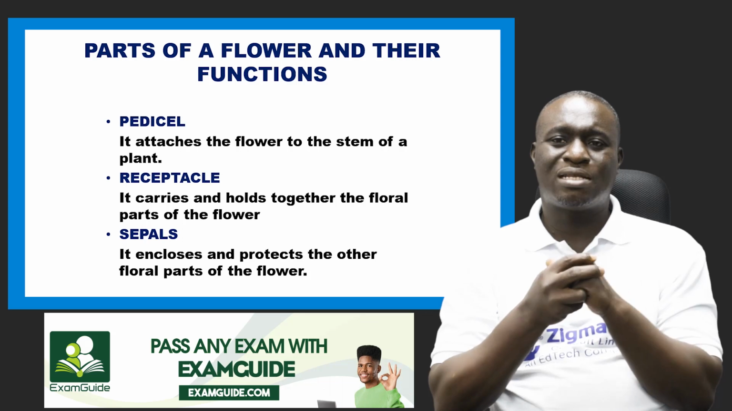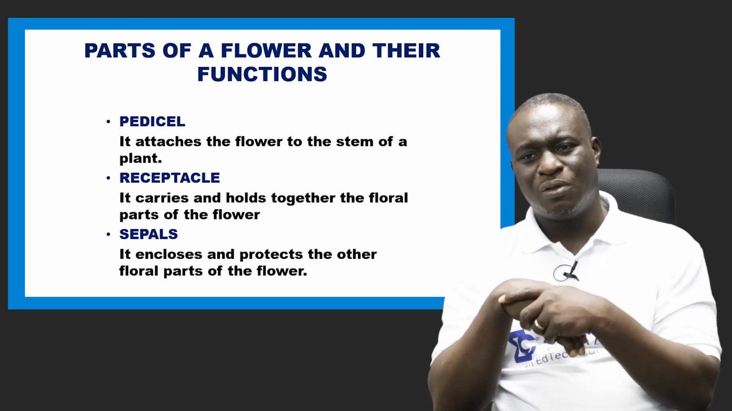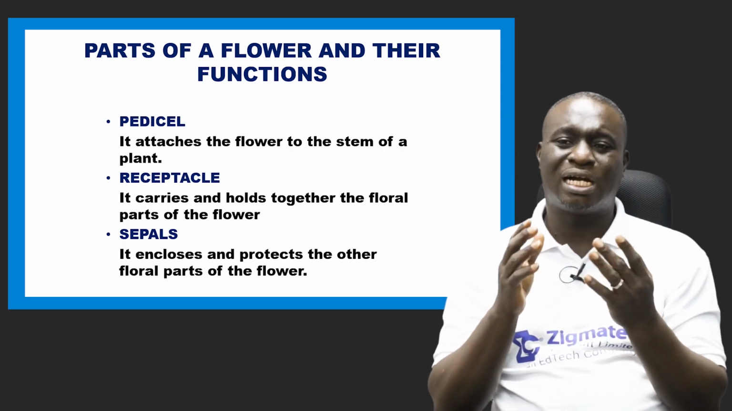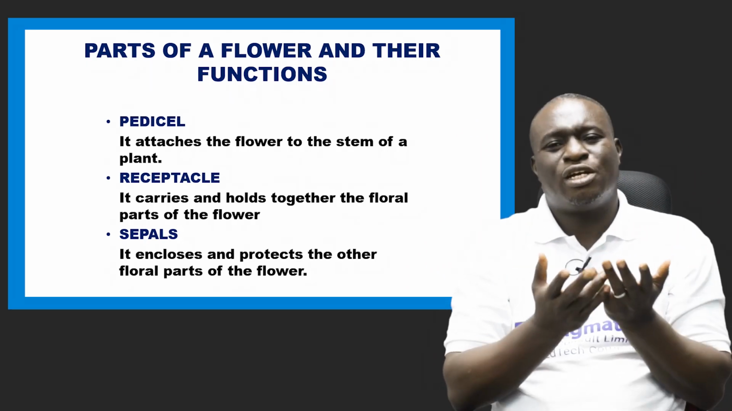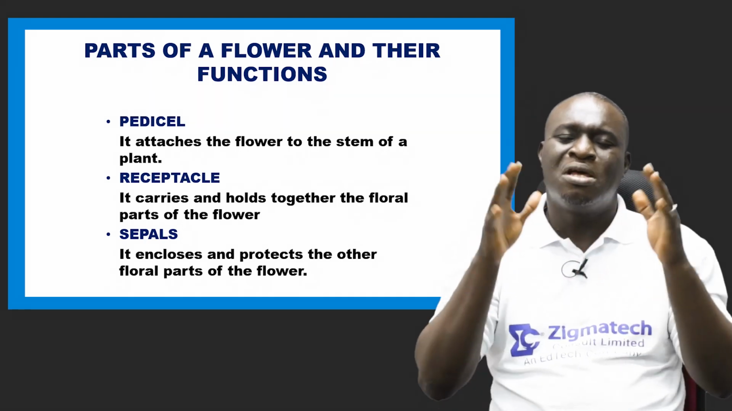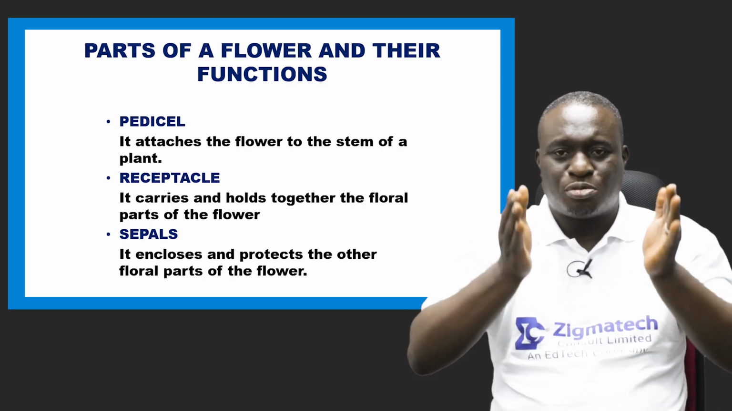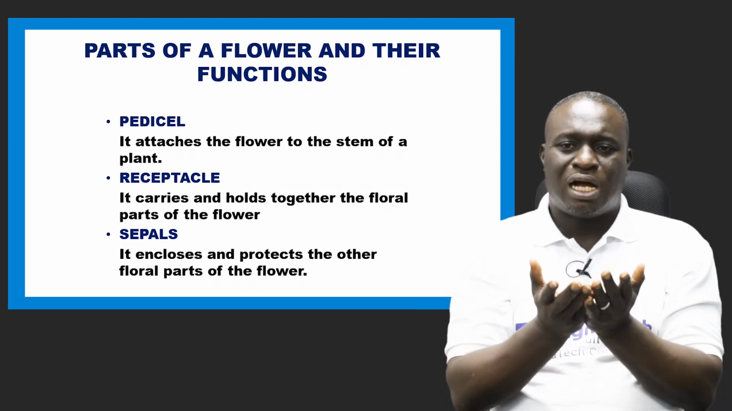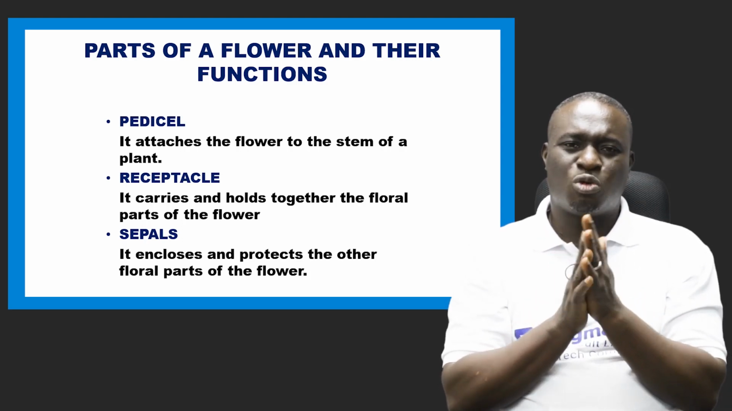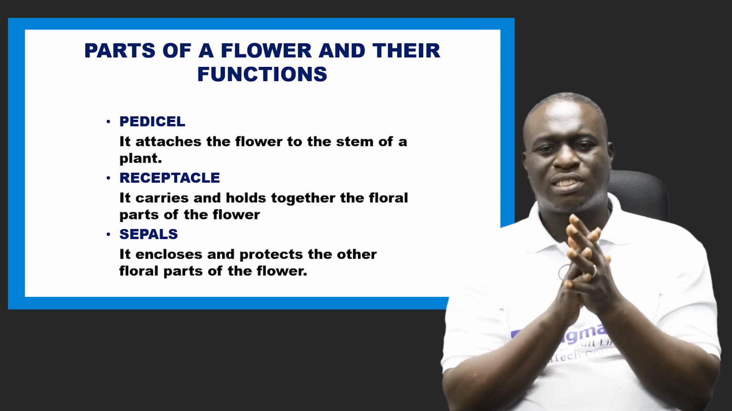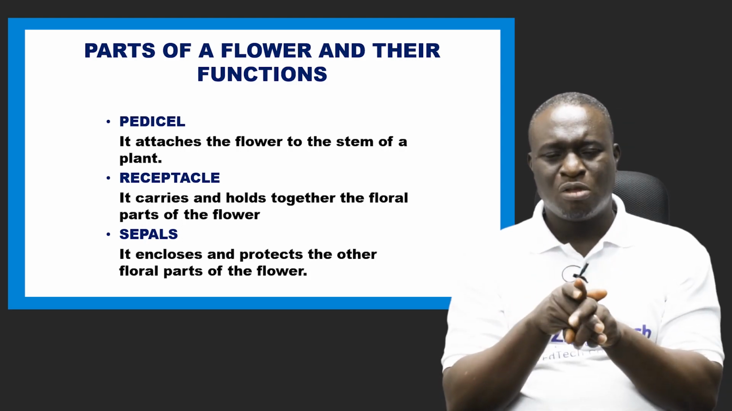We also have another part of a flower. It is called the receptacle. Now, the major function of the receptacle is that it holds the other floral parts of the flower. It carries and holds together the floral parts of the flower. The receptacle is cup-shaped. And then we have the next one, which is called the sepals. Now, the sepals enclose and protect the other floral parts of the flower.